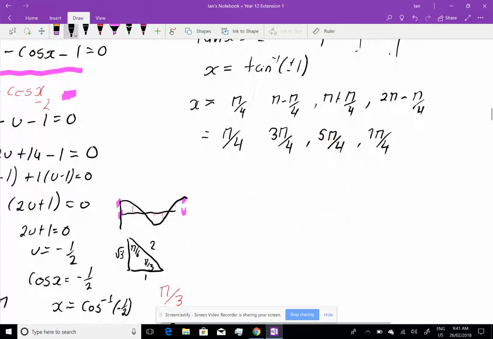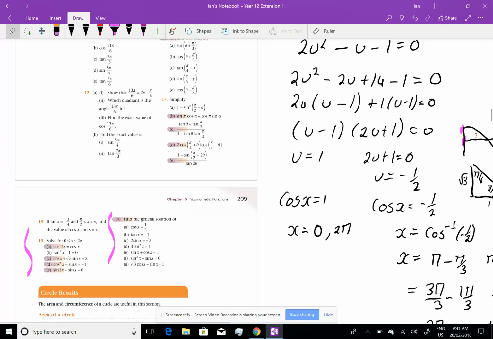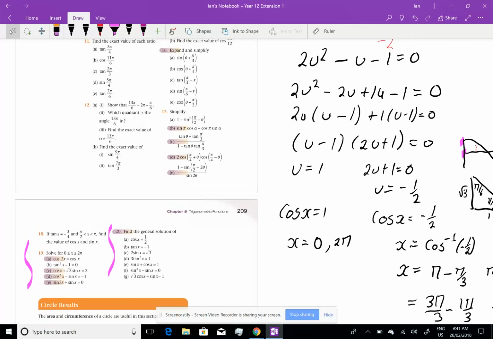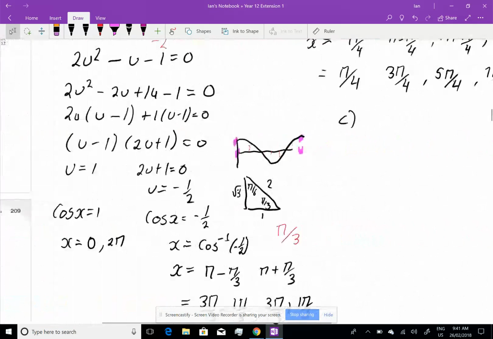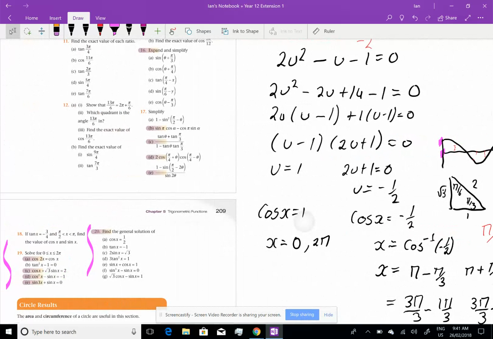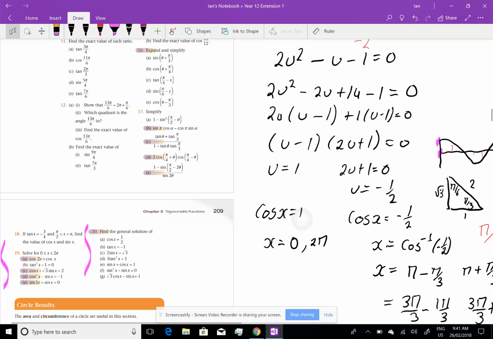Let's have a quick look at C now. Now this is the one that I did in class. That takes quite a bit of work. And remember, you can do it 2 ways, and I will do it the 2 ways. I will do it with the t formula again, but first I'm going to do it with the r sine theta.